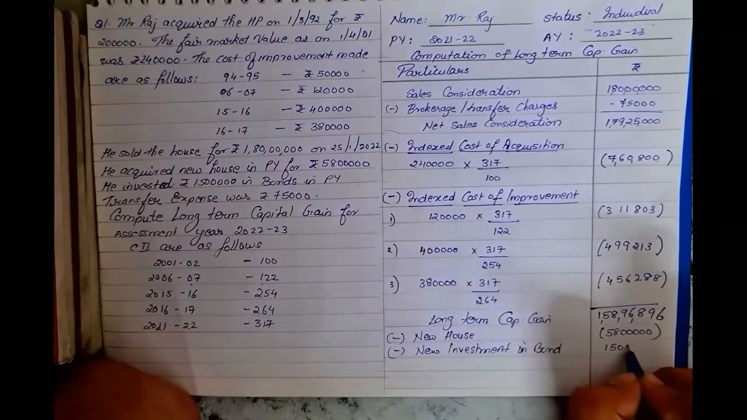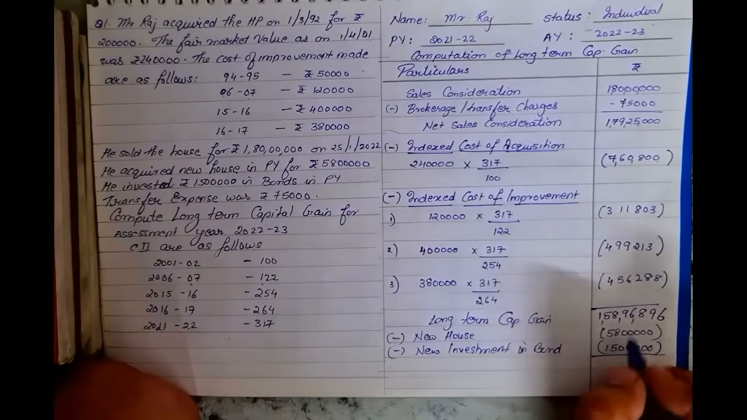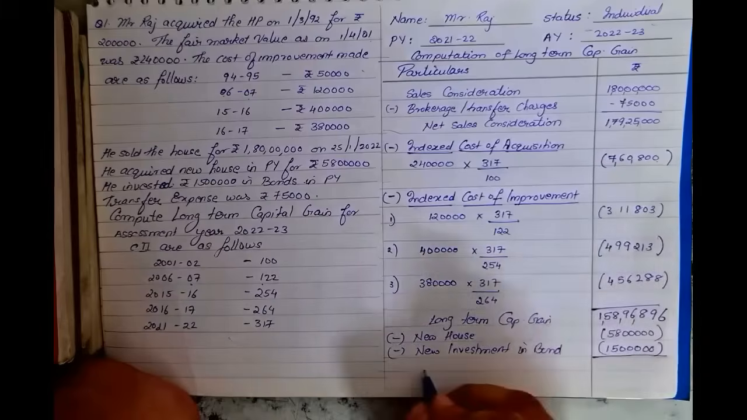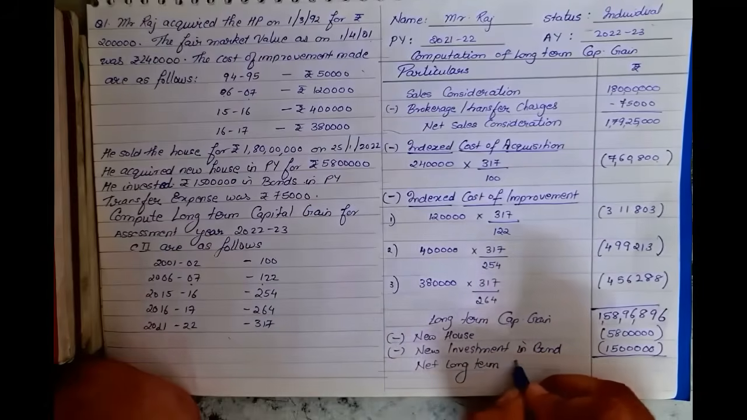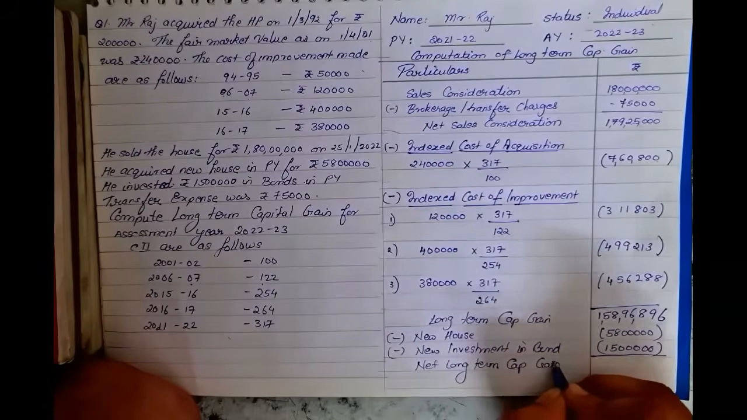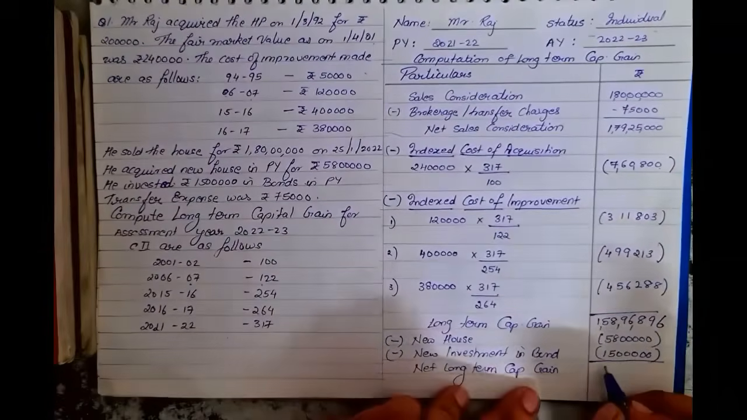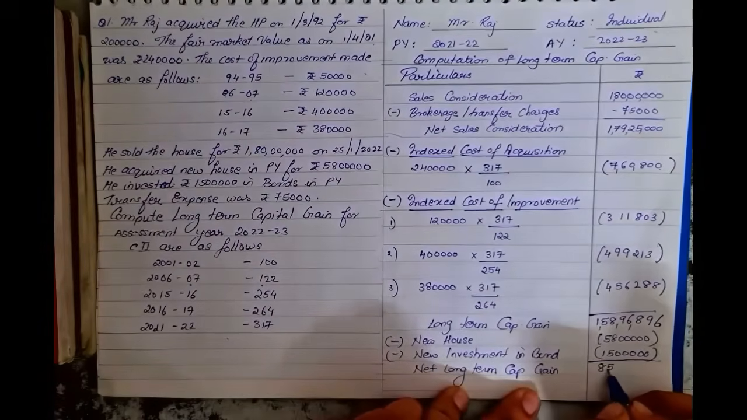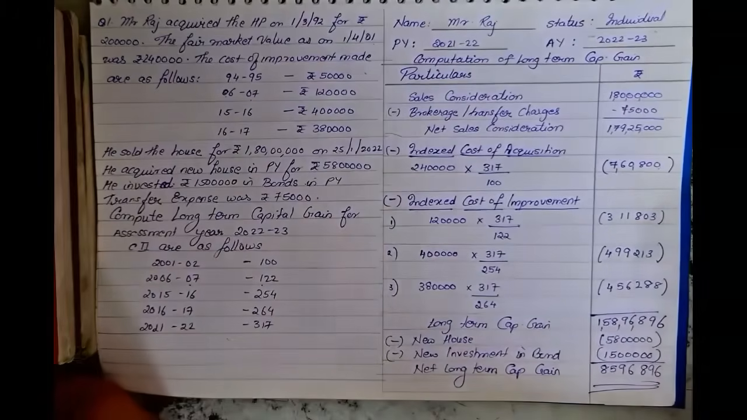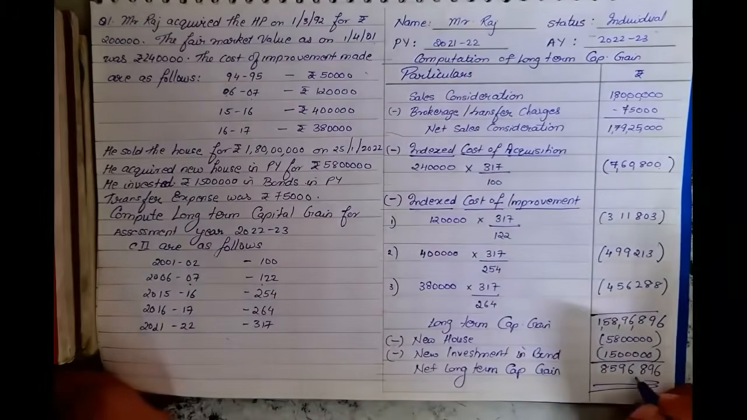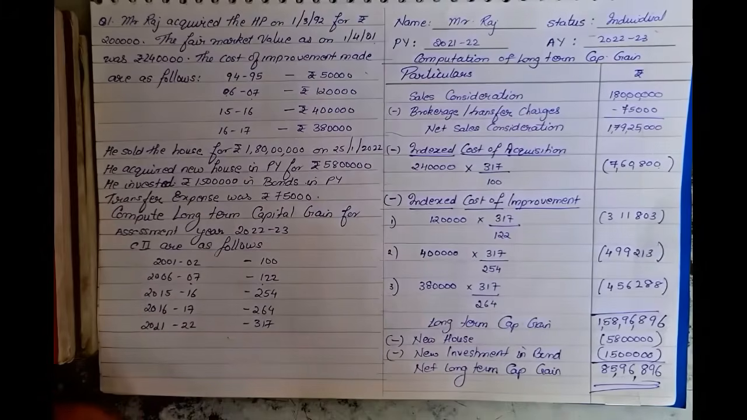So from top to bottom, the only thing you'll have to do is subtract. So from your long-term capital gain, when you subtract the other two values, you will get a final net long-term capital gain, which will come to approximately 85,96,896. So that is how we need to solve the sum, which is based on long-term capital gain.